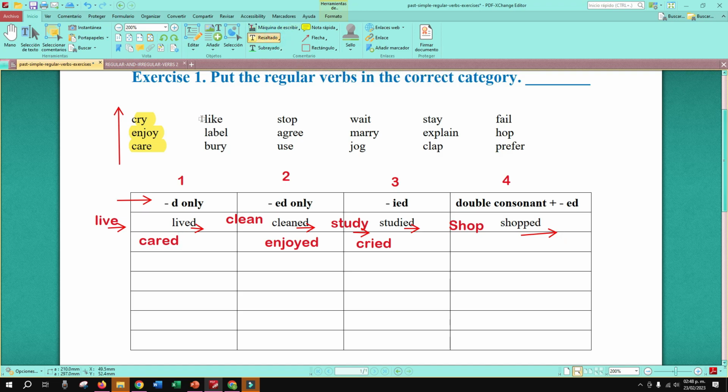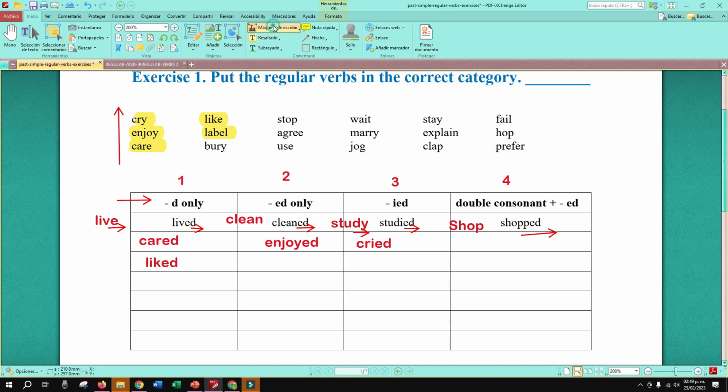What about like? Like. One. Liked. Right, excellent. Let's see label. Label. One, two, three, or four?